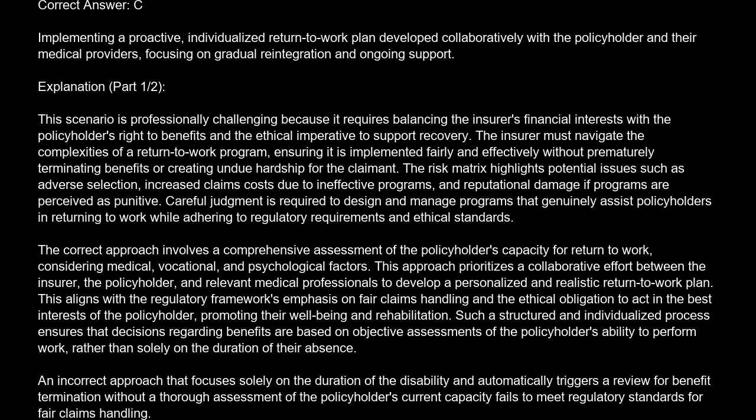The correct approach involves a comprehensive assessment of the policyholder's capacity for return to work, considering medical, vocational, and psychological factors. This approach prioritizes a collaborative effort between the insurer, the policyholder, and relevant medical professionals to develop a personalized and realistic return-to-work plan. This aligns with the regulatory framework's emphasis on fair claims handling and the ethical obligation to act in the best interests of the policyholder, promoting their well-being and rehabilitation. Such a structured and individualized process ensures that decisions regarding benefits are based on objective assessments of the policyholder's ability to perform work, rather than solely on the duration of their absence.